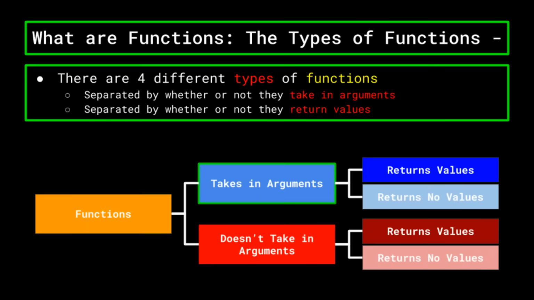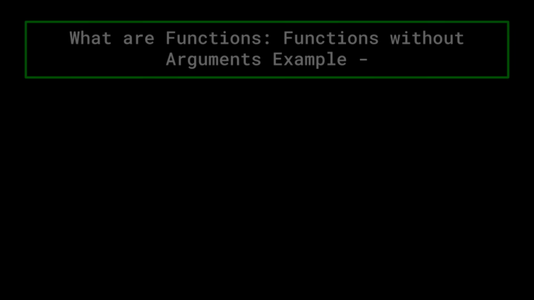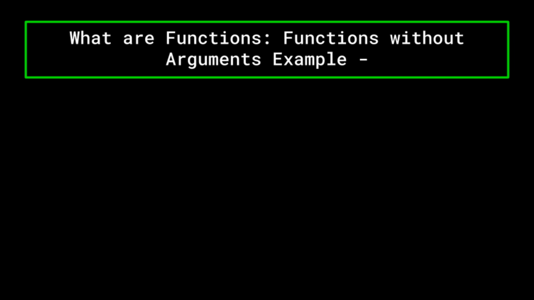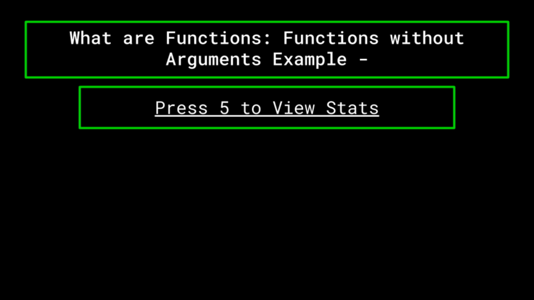Now that we've talked about functions that take in arguments, let's move on to functions which do not, because functions can also be created and used without taking arguments in, and still be incredibly useful to the programmer. For example, let's say you are making a text-based RPG game, and one of the options you give your player is the ability to view their stats at various points throughout the game.